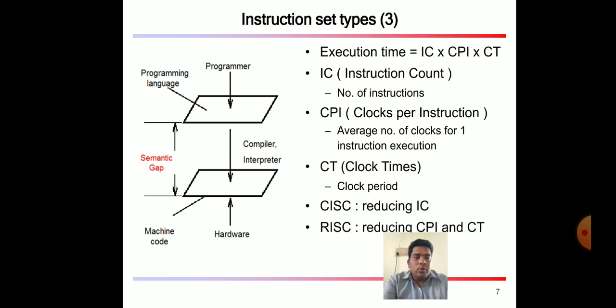Here you have to note the point that CISC is reducing IC, that is reducing the instruction count, whereas RISC is reducing clocks per instruction and clock time. So it is reducing the clocks per instruction and clock timing. Here you can understand what the semantic gap is: the programming language and the machine code. In between, CISC reduces the instruction count, and RISC reduces the clocks per instruction and clock timing.